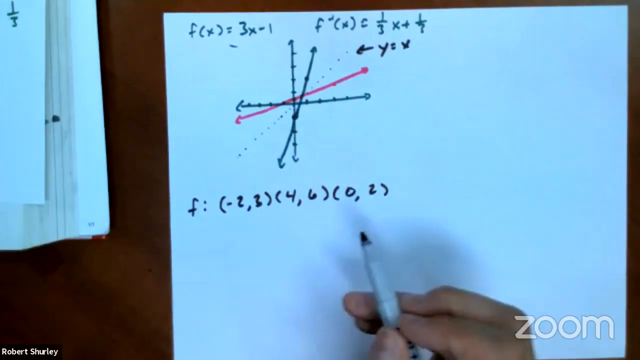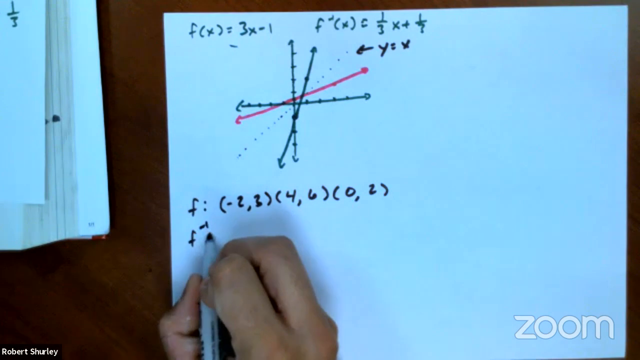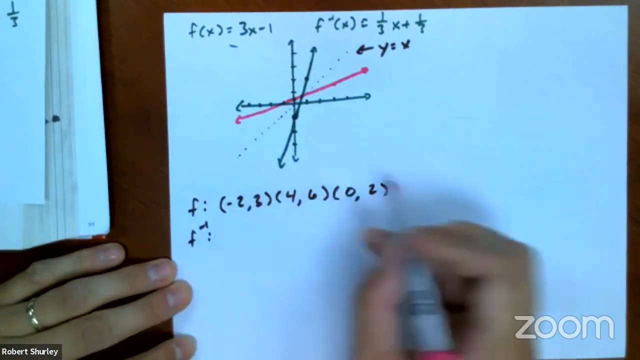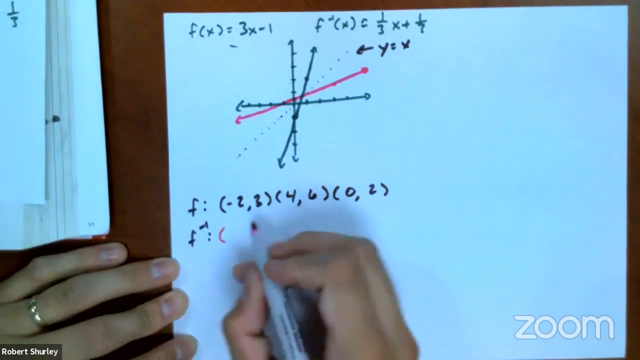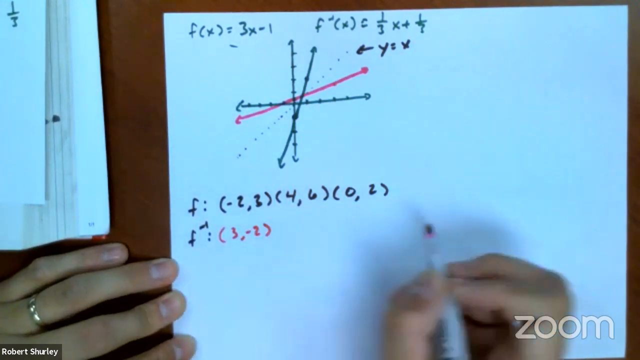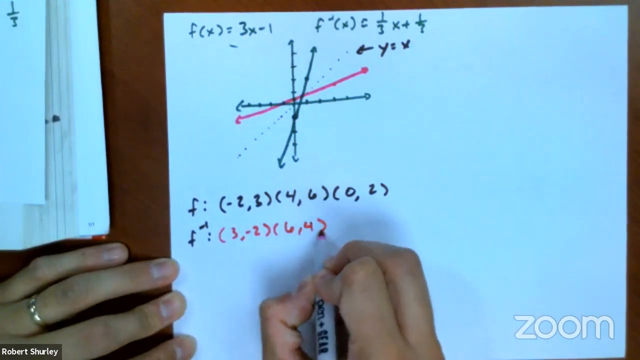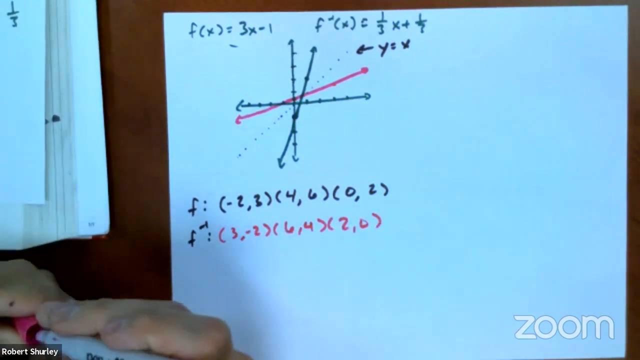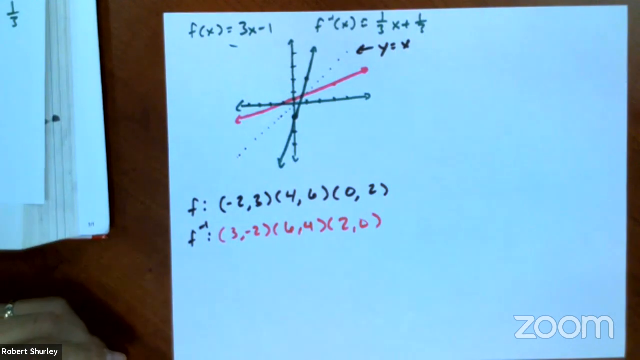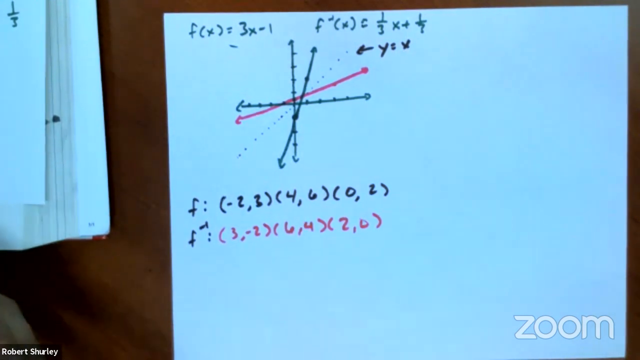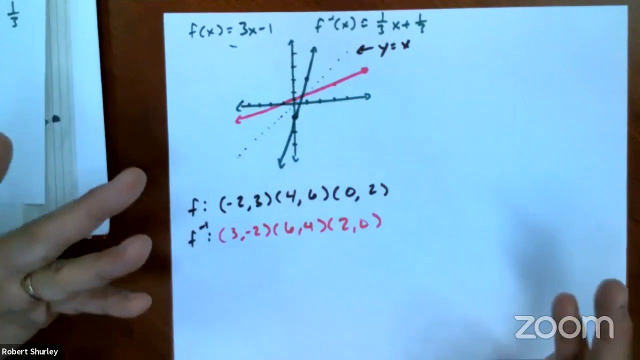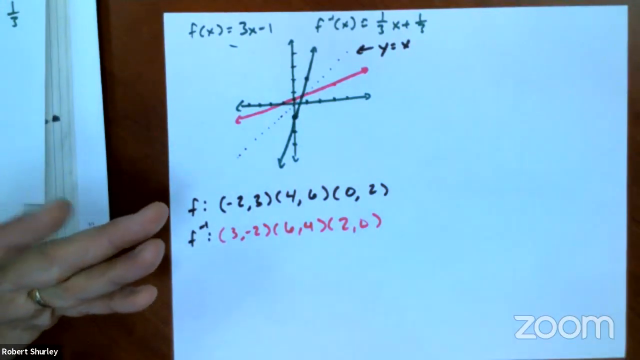Now this is a one-to-one function, right? The x's don't repeat and the y's don't repeat. So the inverses, now we'll use a different color here. Let's use the pink so it kind of pops a little bit. This will be 3, -2, right? 6, 4, and 2, 0. The y equals x line is the line we're symmetrical on. It's because the slope is 1 and the y-intercept 0. Let me show you on this next one.